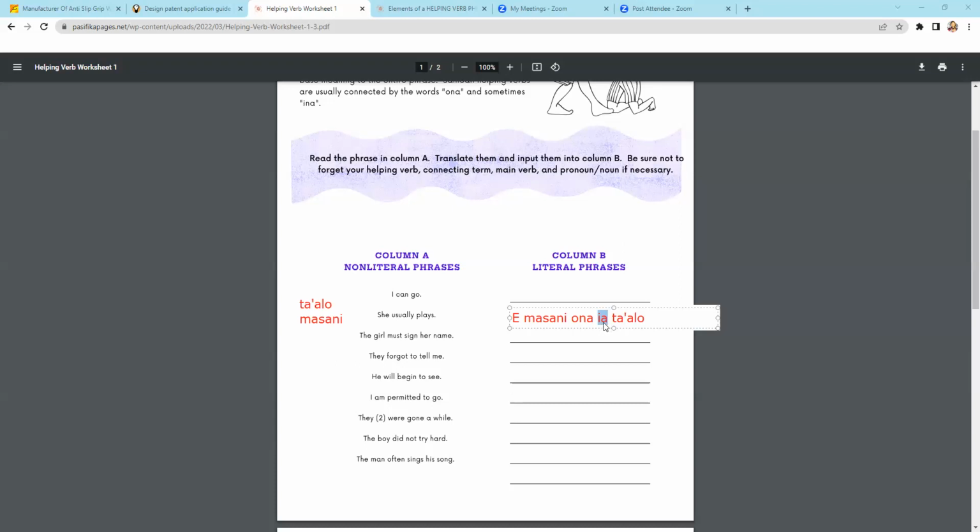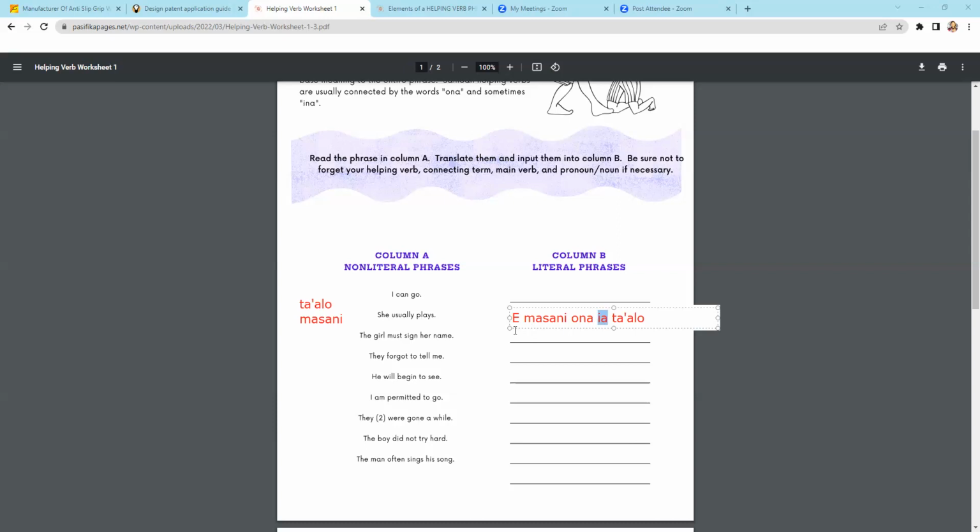If you can get this part, then the rest of it will come easier. Because we can also say e masani ona ta'alo o ia. And you see what I did there? All we did was take that, and instead of making it tense and then subject action, we did tense action, and then we took the subject and put it in the back, and then just said ta'alo o ia. All right, but let's just get this part down first. If we get that, then we're doing pretty good.